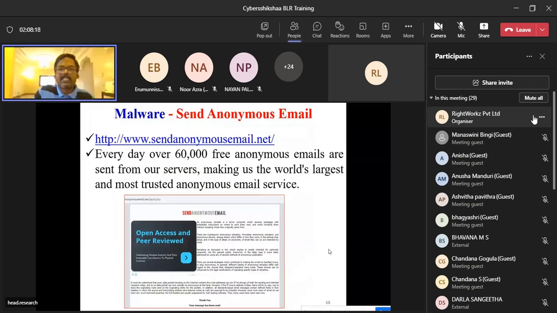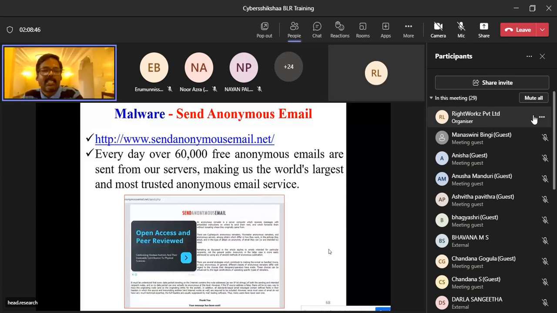Send anonymous email by using this URL. 60,000 free anonymous emails are sent from our servers, making us the world's largest and most trusted anonymous email service. That is called a malware attack, a phishing attack. This is one of the phishing attacks. Usually Nigerians are sending fake mails: you won the prize, you won the lottery, like that.